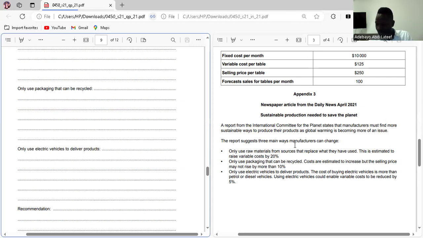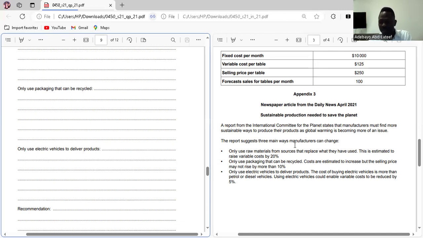Now, only use electric vehicles to deliver products. Based on the appendix, when you use electric vehicles, it could be FO's unique selling point, USP. Because it's something different, it's an added value. Are you with me? Two, it contributes to reducing air pollution, which is in line with FO's sustainability objective. Clear? And my recommendation.